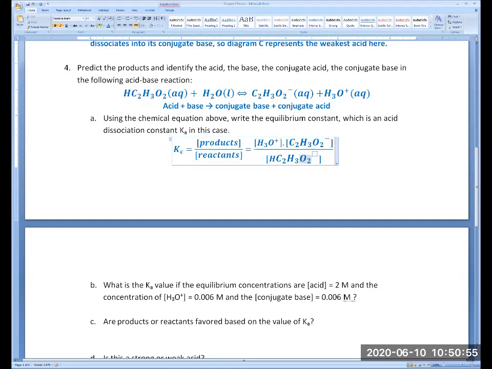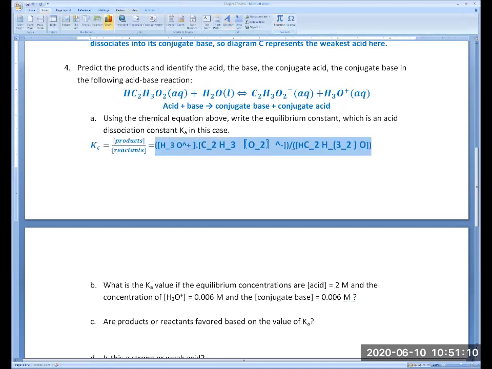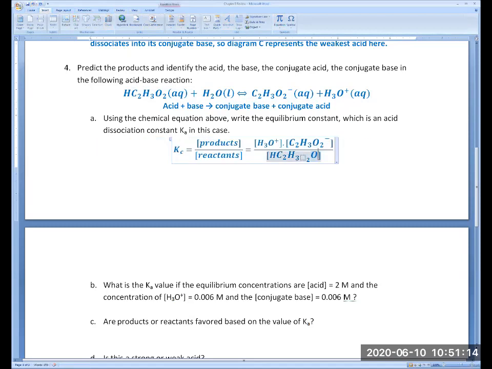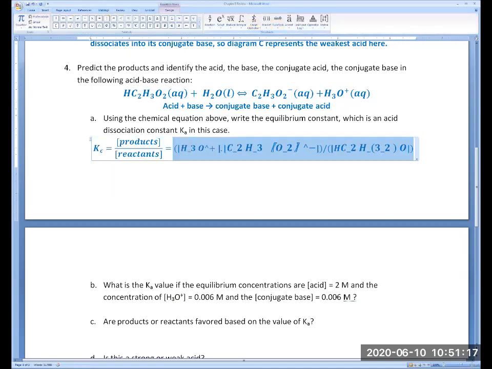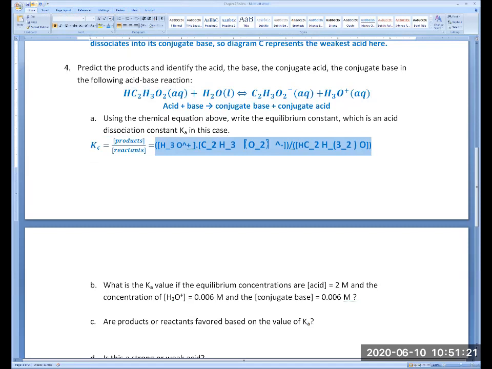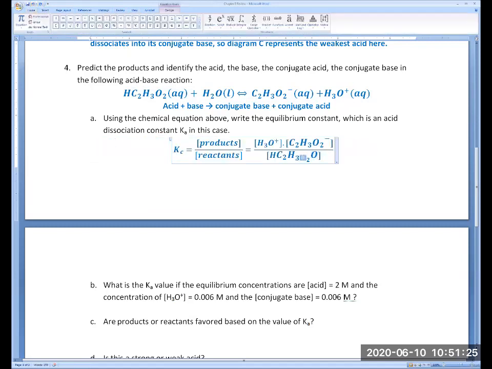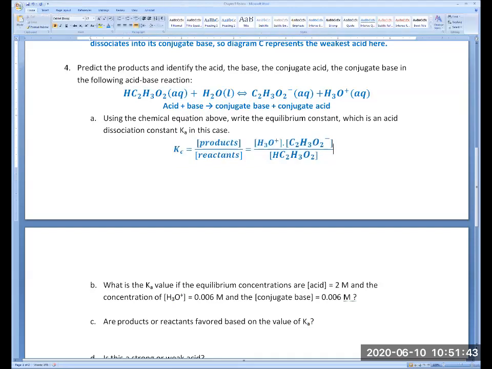Trouble with the formatting. The acid, HC2H3O2, okay? So that's the expression of the equilibrium constant.